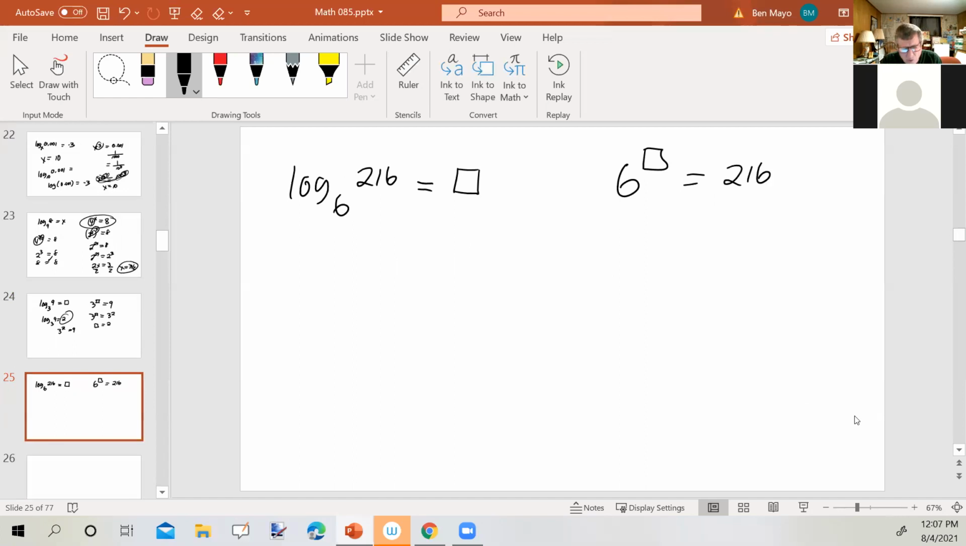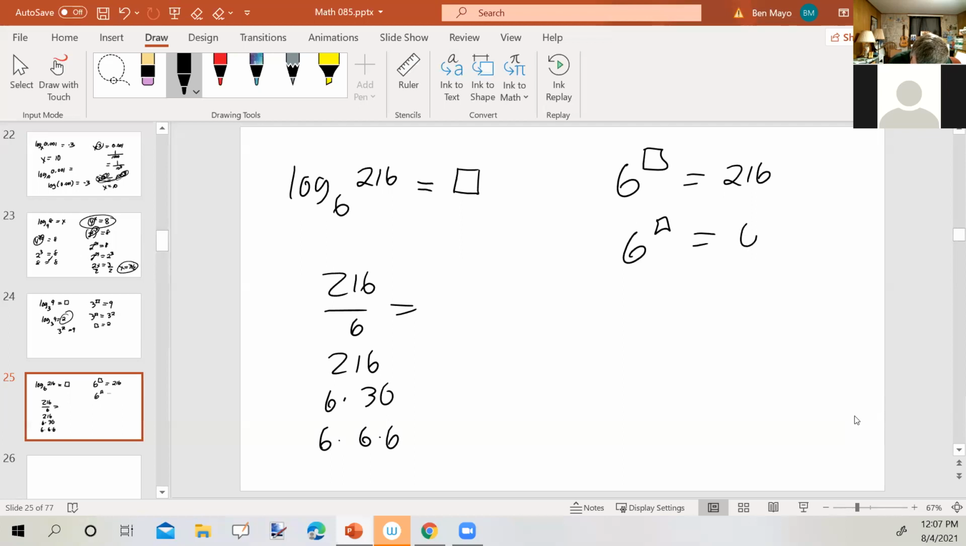Well, I wonder if 216 is a power of 6. Let's see. If I take 216 divided by 6, what do I get? Oh, it's 36. So 216 is 6 times 36, but 36 is 6 times 6. So this would be 6 cubed, right? So the box equals 3. Log base 6 of 216 equals 3 because 6 cubed is 216.